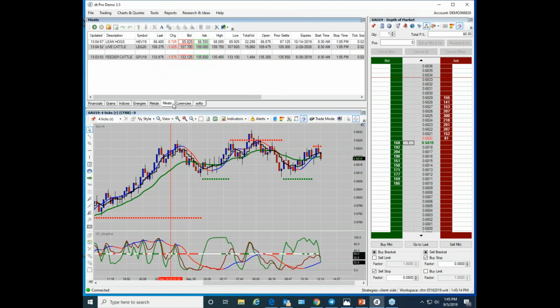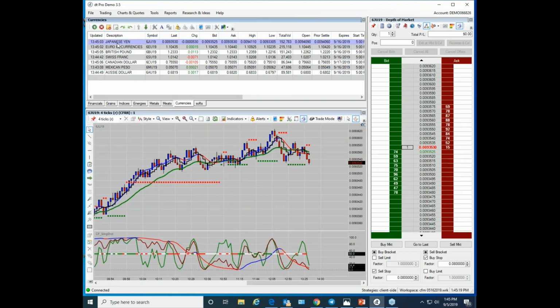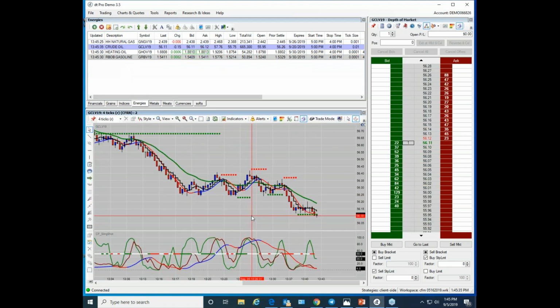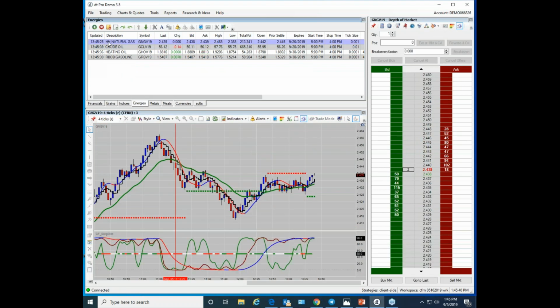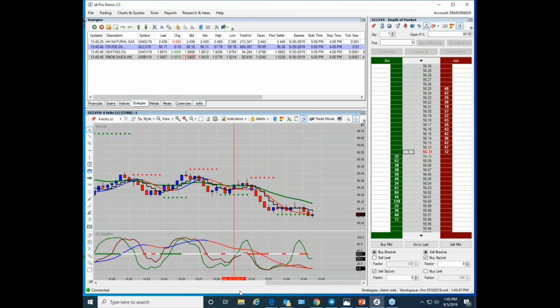Nothing there. So let's try the Japanese yen. Okay, the Japanese yen. Nothing happening either. So the best thing we have going, if it cooperates, is the crude oil. Okay. All right. So let's see if it comes back to us a little bit.